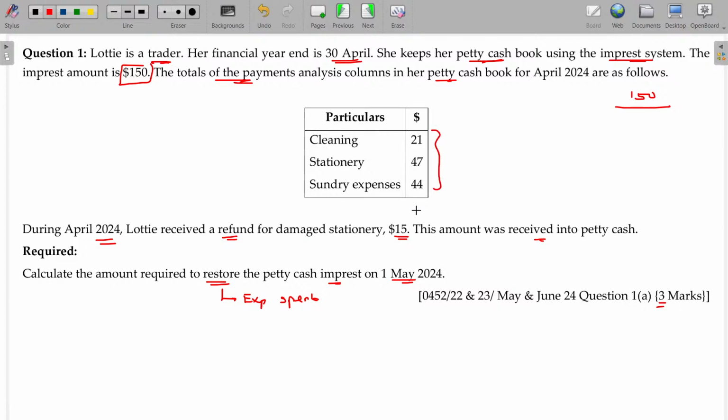So this is the spending. This is the refund. Then what is the total amount we spent? 21 plus 47 plus 44 minus 15. Okay. So 21 plus 47 plus 44, this is the total spending, minus 15. So you might have spent 97 rupees after refund. Now for restoring your petty cash imprest, you have to get what? This 97 back. Whatever amount you spend, you get it back. That is called the amount required for restoring the petty cash imprest. Is that clear? First question is over.